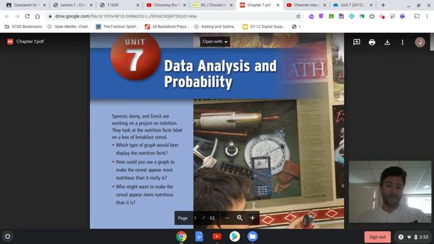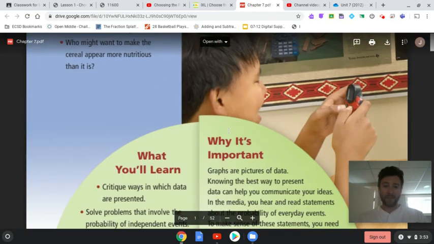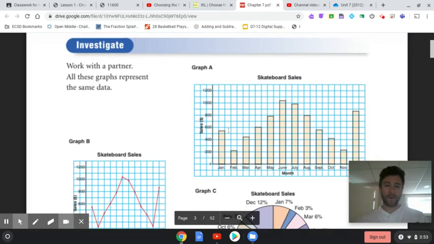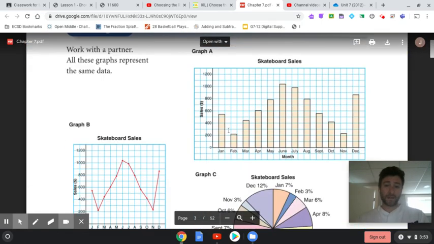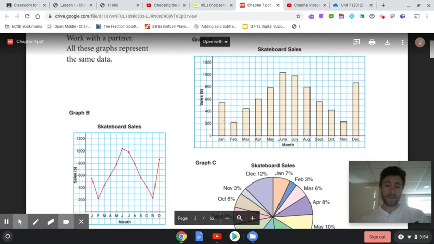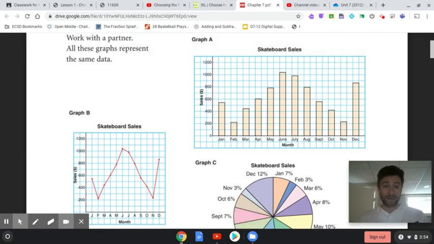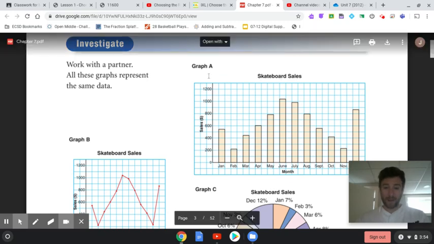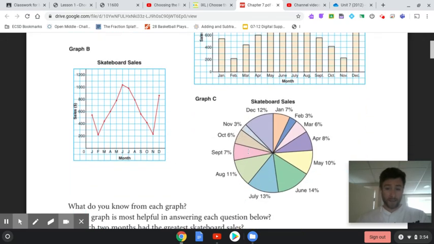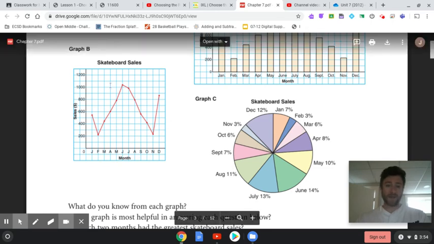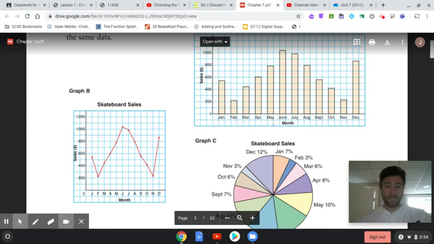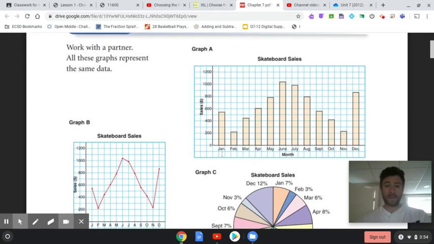Here's the textbook, and this one's talking data analysis and probability at the start, which I told you was coming, and we're talking about choosing appropriate graphs. So here's showing you graph A. Now, this is the same information on 3 different graphs, and it's wanting you to decide which is the best graph. So what it's showing you is skateboard sales, and it's giving you months and sales. So I want you to look at this and think, which one makes the most sense?